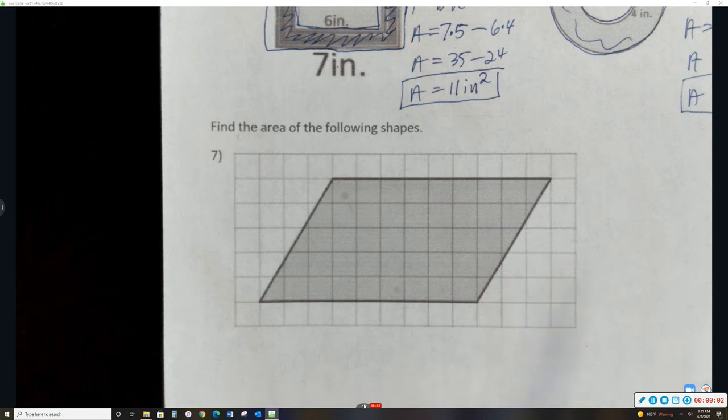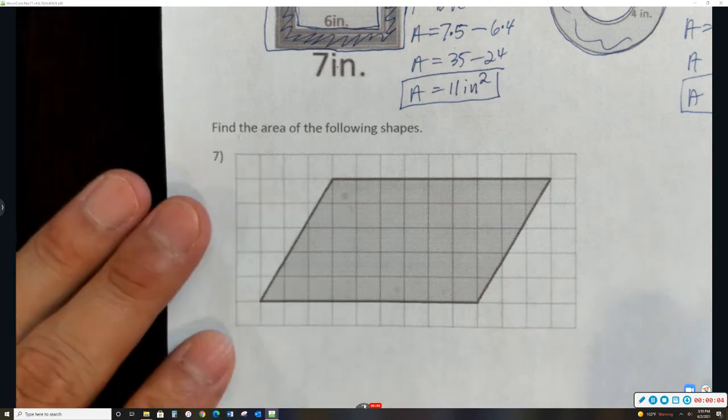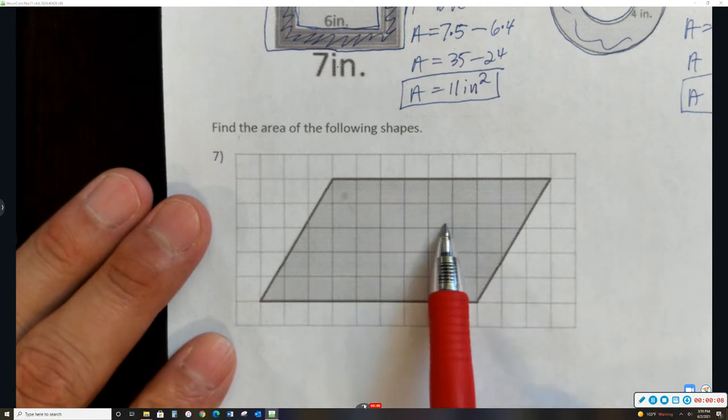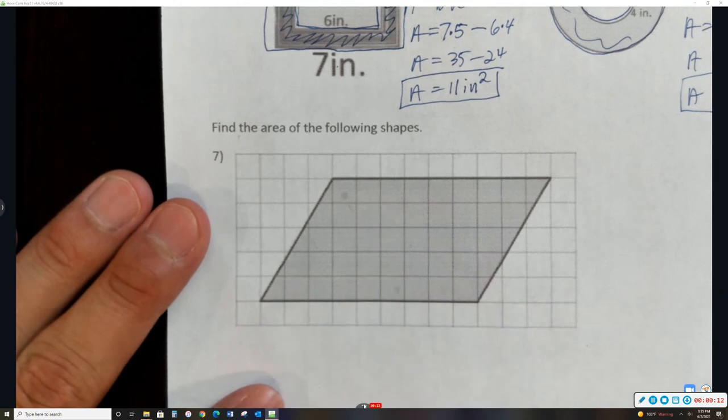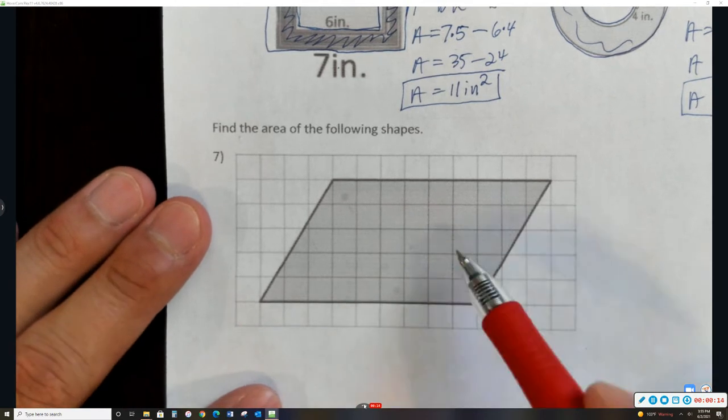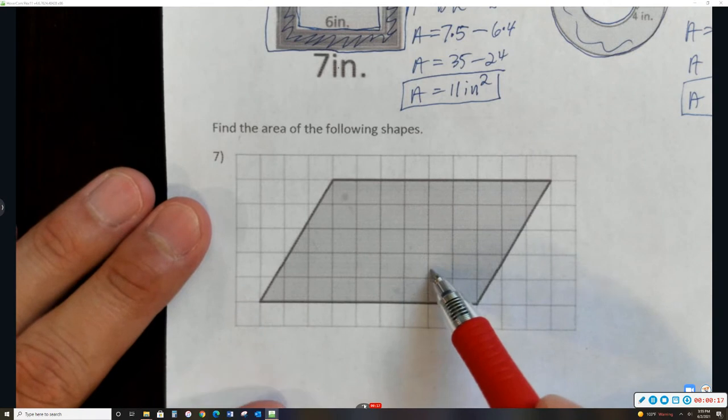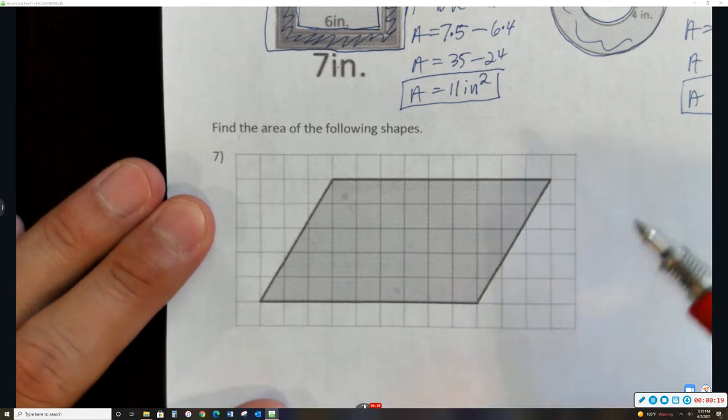Next we have a few shapes on a grid. When the shapes are on the grid, the only thing we have to do is figure out what's the base and what's the height. It's just not given, but we can count it up. It's still pretty simple to do.